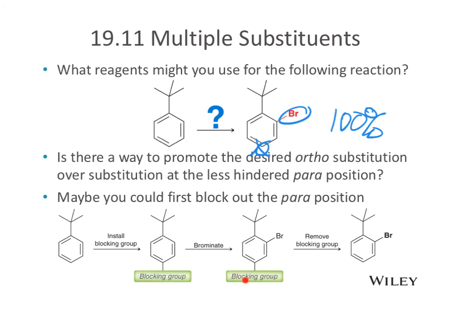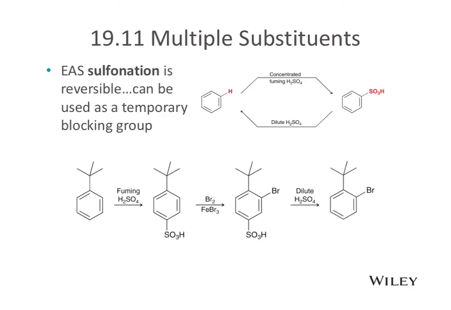So I block the para position, close that off, brominate where I want to on the ortho position, and then get rid of the blocking group. Now, if you go way back in the notes, probably to one of the first handful of slides when we were talking about electrophilic aromatic substitution, we talked about a reaction called sulfonation.